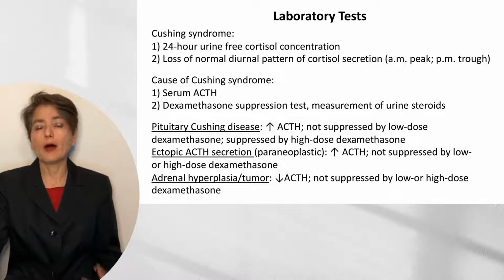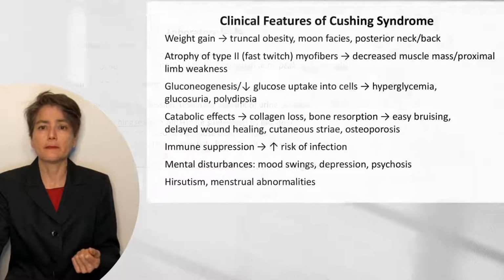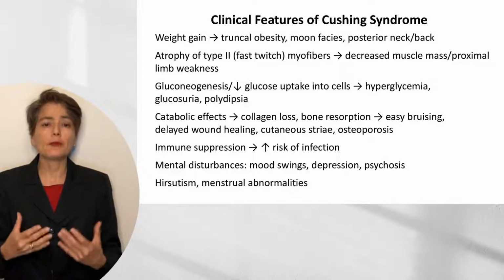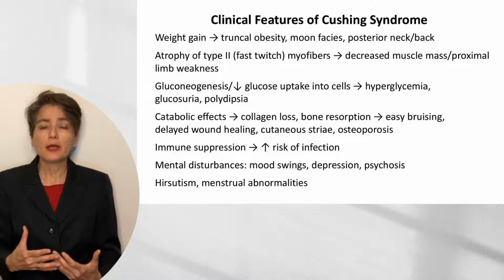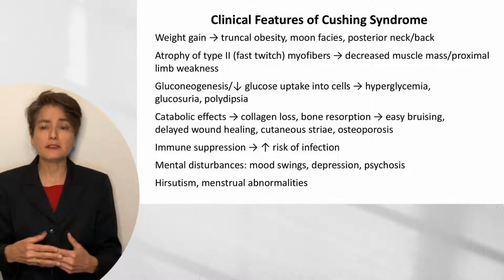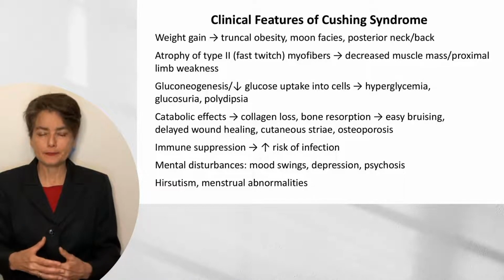Let's now talk about how you might recognize a patient with Cushing syndrome, as well as what are some of the side effects and downstream effects of cortisol excess. So one of the classic features of Cushing syndrome will be weight gain. This is going to be predominantly through truncal obesity. Patients will develop fat deposits in the face. It's referred to as moon facies. I'll show you an image on the next slide. And they can also get fat deposition on the posterior neck and back.